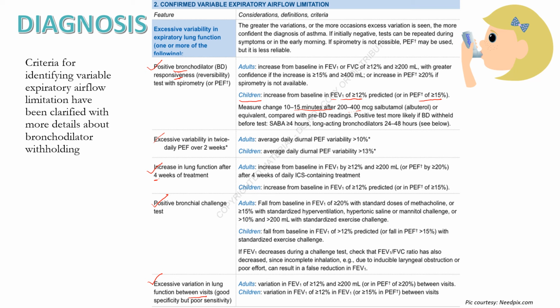Then the second thing is that details have been added about bronchodilator withholding. Before performing these tests, if the patient is already on some medicine, we have to withhold these medicines for a certain duration. If we are performing the test and the patient is on SABA, that is short acting beta agonist, then we have to withhold SABA for at least 4 hours or more, and long acting bronchodilators for 24 to 48 hours, because this is the half life of these drugs.